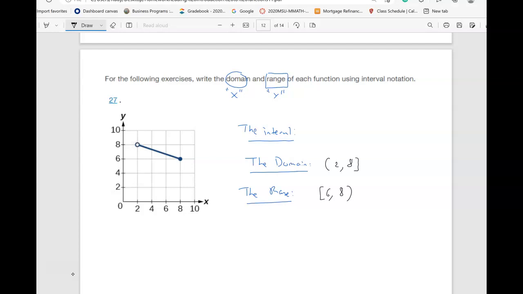And notice that when we talk about the domain, you're looking at the x's. So this 8 is this x value, which you're including here. But on your y values, that's an 8 on the y's. So we're not going to include that value there.